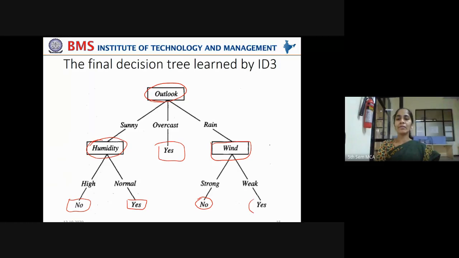And when wind is strong, tennis is not played. When wind is weak, tennis is played. It has reached better classification at the leaf nodes. That is why the decision tree construction is terminated. Terminated means it has come to an end. And that is the final decision tree. This is the final decision tree that is built by the ID3 algorithm.